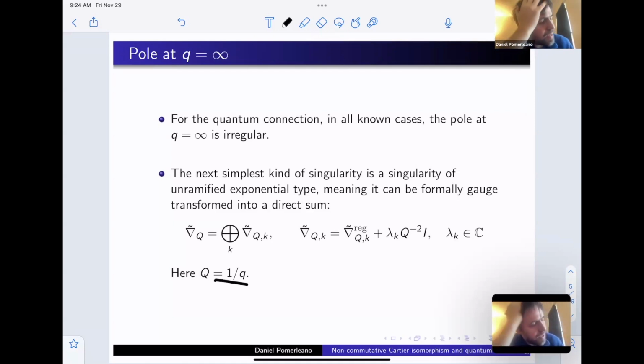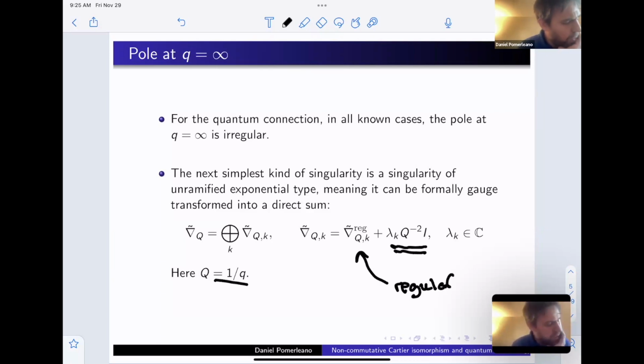So the next simplest kind of singularity that you might hope to get is a singularity of so-called unramified exponential type. This means that you can do a gauge transformation to break it up into a direct sum of different pieces, where the second order pole is just of the form of a complex number on each piece, different complex numbers times q to the minus 2 times the identity, and the other pieces are regular, so this is a regular connection.